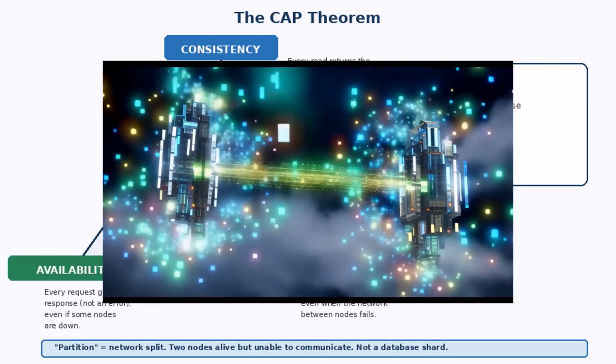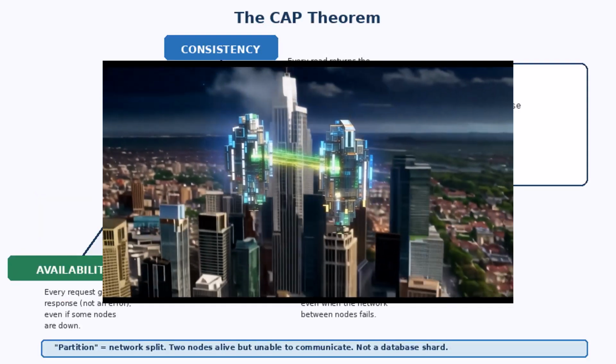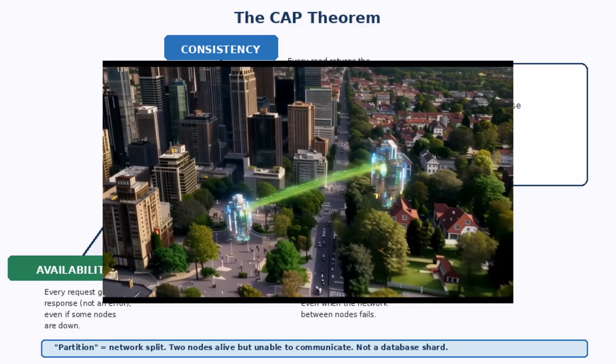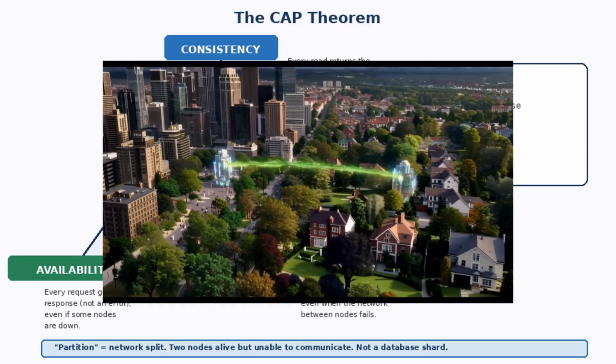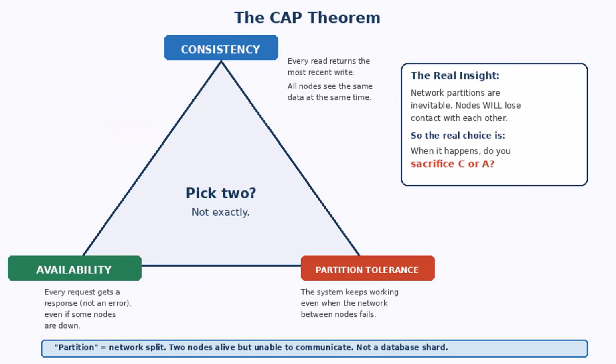A user writes data to the primary. Milliseconds later, they read from a replica. The replica hasn't caught up. They get stale data. You traded consistency for availability. You now have a system that's always available for reads, but not always returning the latest data. You may not have thought of it this way, but you just made a CAP decision.